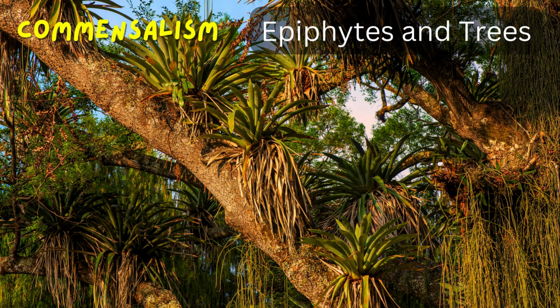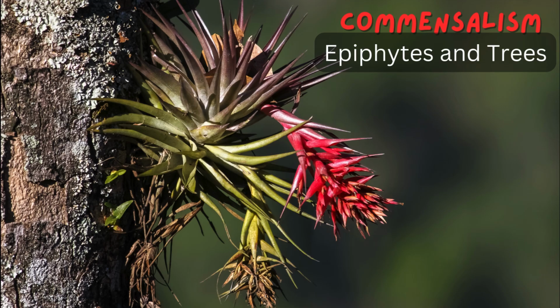In rainforests, epiphytes like orchids, mosses, and ferns grow on large trees to gain better access to sunlight. The tree provides a stable surface and elevation without affecting its own growth. The epiphytes benefit by obtaining more light and sometimes water from the air without drawing resources from the host tree.